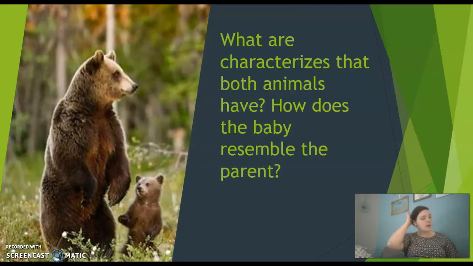Their prerequisite for this was to make observations that plants and animals closely resemble their parents, but variations exist among individuals. So throughout this picture, I asked what characteristics both animals have, and how that baby resembles its parent. They were able to answer this, so I knew they understood their pre-assessment goals.